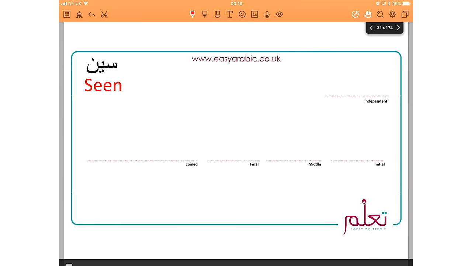Next one is the letter sin. On its own, it starts on the line and then the tail goes below and comes back up. Sin. At the beginning, it's straight on the line, then we have something joining onto it. And at the end we have straight and then sin, like it is on its own. So the joined form has the sin, straight, then again.